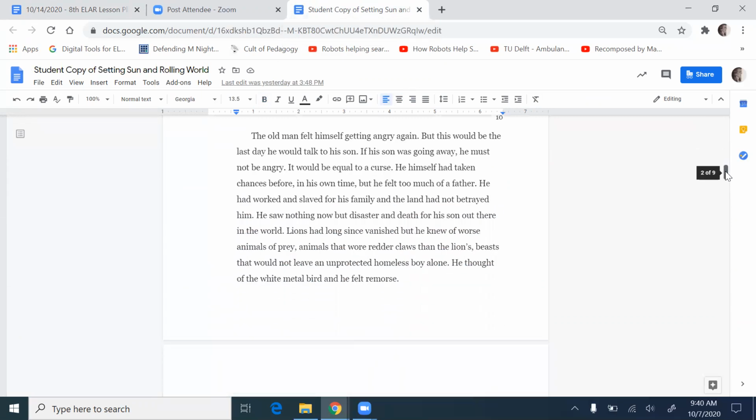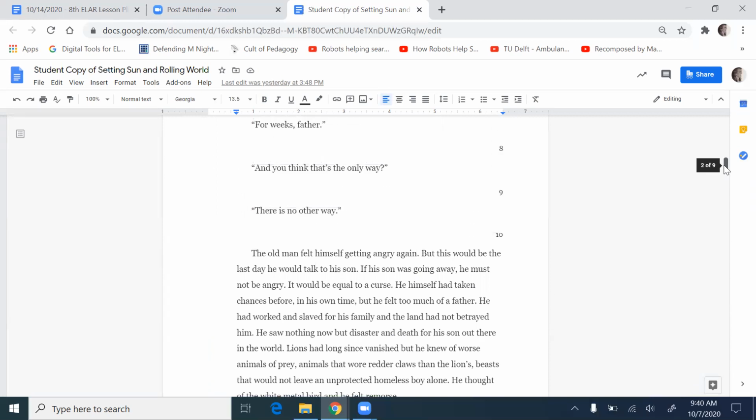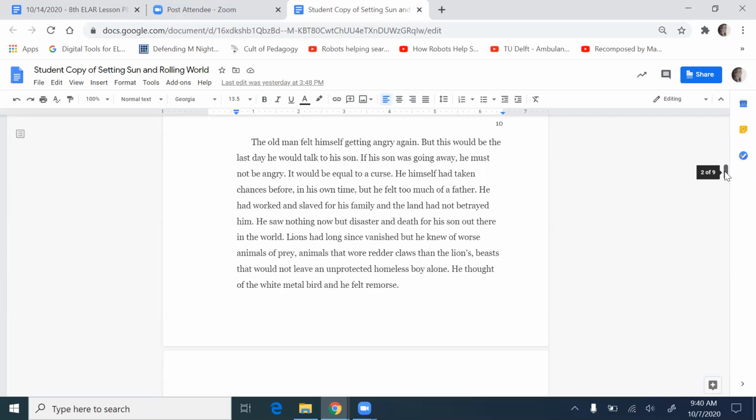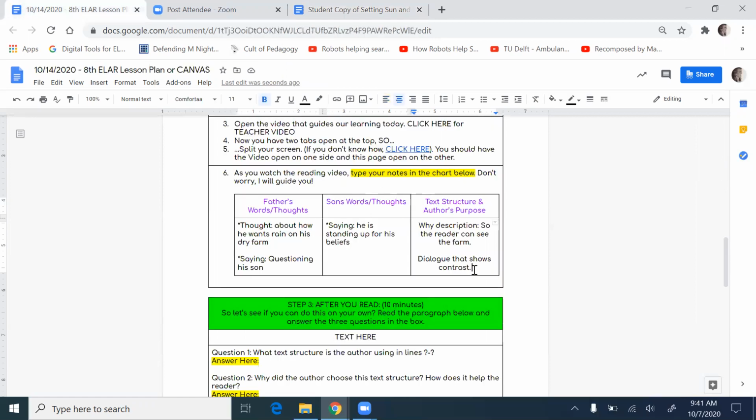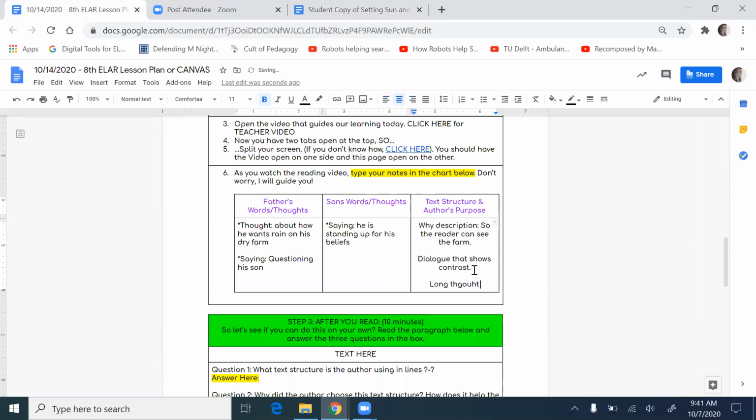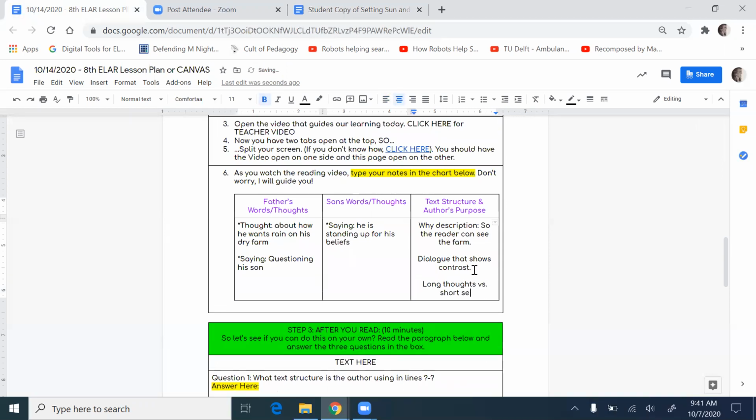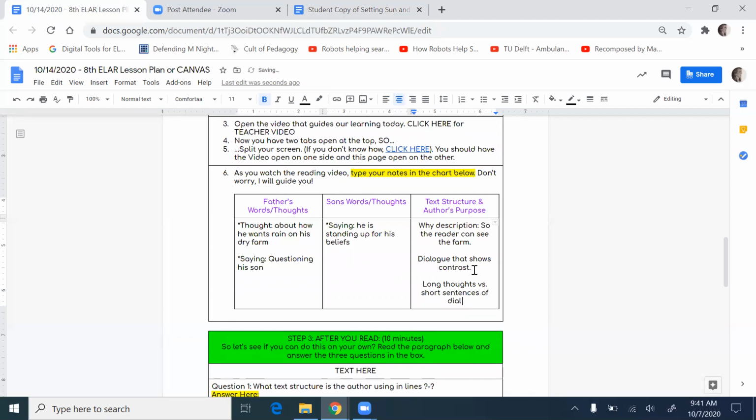The old man felt himself getting angry again. All right, here we go. Notice no quotations were in his thoughts. Notice the length. The quotations are very short. We see the short sentences versus the long thoughts. So why is the author doing long thoughts versus short sentences? Maybe because the long thoughts have more information and the short sentences don't reveal everything. So I'm going to come back over here and go, what text structure is he using? The author's using long thoughts, paragraphs of thoughts, versus short sentences of dialogue. And then we would be able to talk about, why is he doing that? What's the purpose of long sentences of thought and short sentences of dialogue?